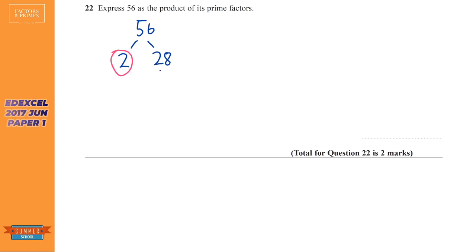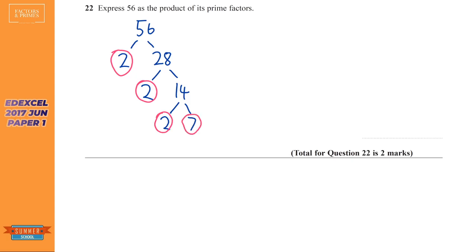But 28 is not a prime number. Another 2 can come out of 28, so that's 2 times 14. Circle the 2, but 14 is not a prime number, so we keep going. 14 is 2 times 7. So 2 is a prime number, and also 7 is a prime number.